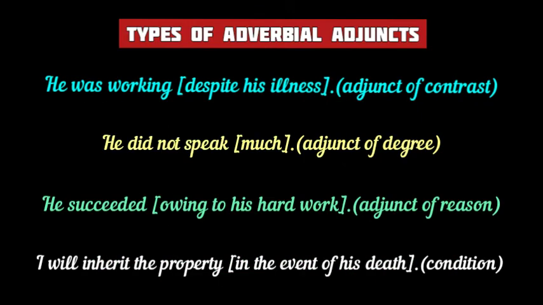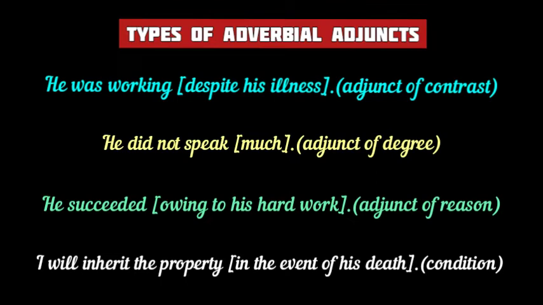He was walking despite his illness. In this sentence, the phrase despite his illness is modifying the verb was walking. Hence, it's an adverbial adjunct which is showing a sense of contrast. Contrast between his walking and his illness. In the sentence, he did not speak much. Much is a simple adverb of degree modifying the verb speak. Hence, it is an adverbial adjunct of degree.